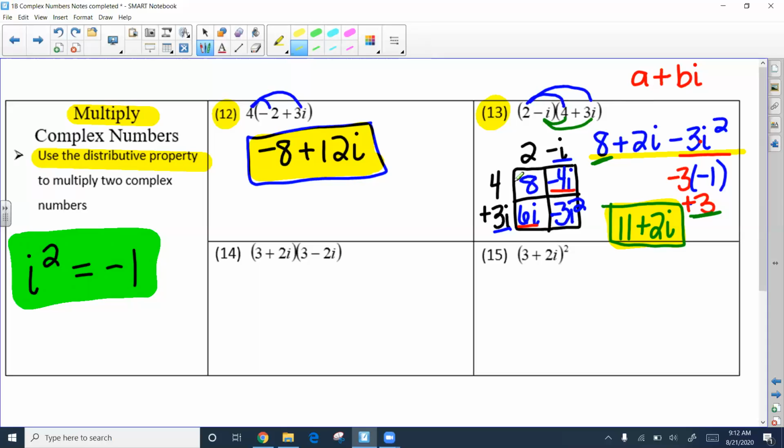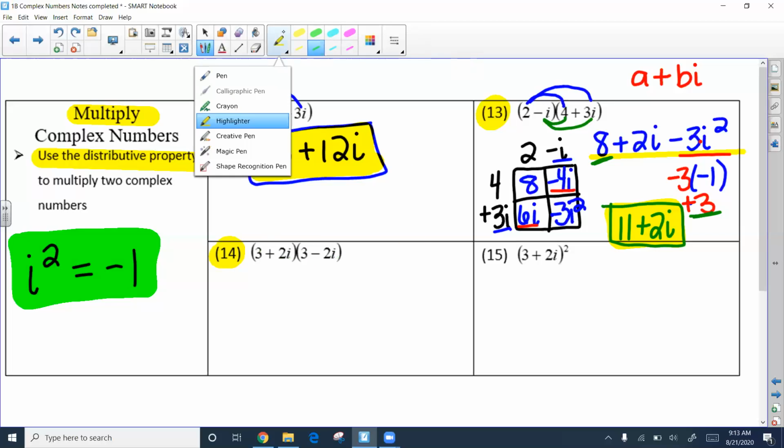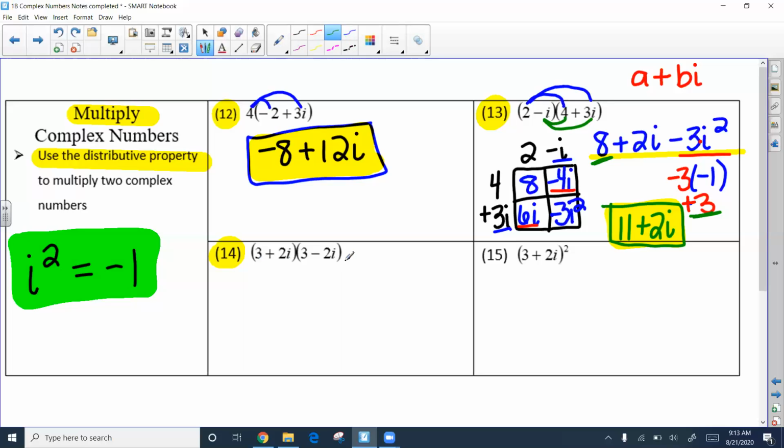All right, so let's look at 14 and 15. They're kind of special cases, some things that are important to notice. Let's write down number 14: 3 plus 2i times 3 minus 2i. You might notice these have the same numbers, 3 and 2i, but one has a plus and one has a minus. That's a really important property. Those are actually called conjugates, which we'll talk about more when we divide.